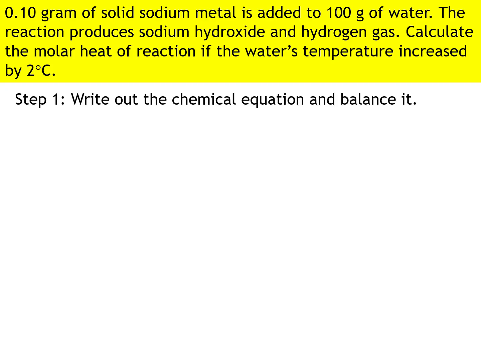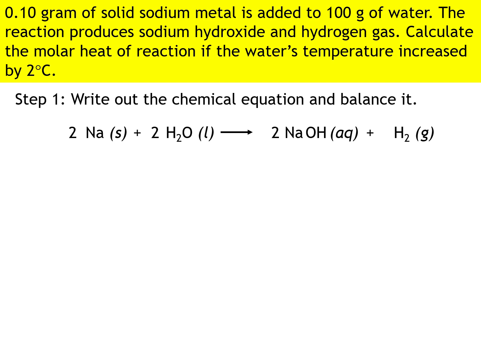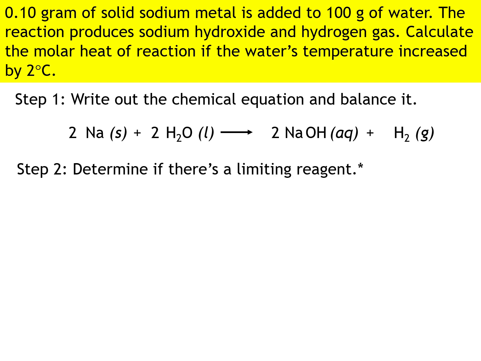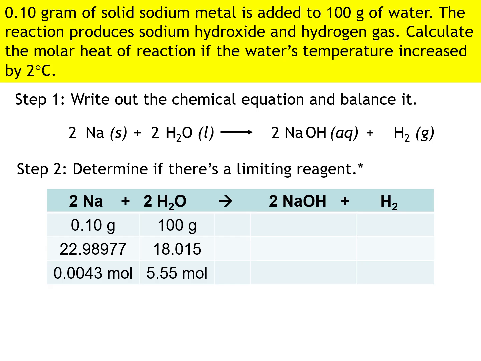So first step is always to write out a balanced chemical reaction equation. Now, since we have amounts of both the sodium and the water, we're going to determine the limiting reagent. You can probably guess that the sodium is going to be the limiting reagent because it's there in such a small amount. So we set up a chart. We find out that we have 0.0043 moles of sodium present and 5.55 moles of water.